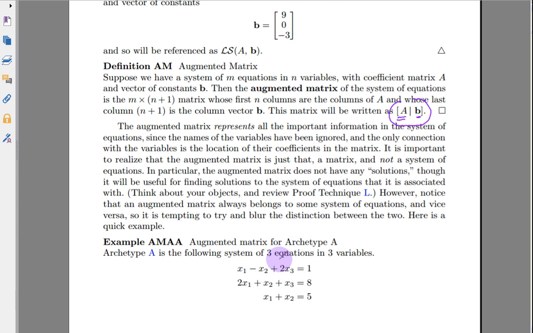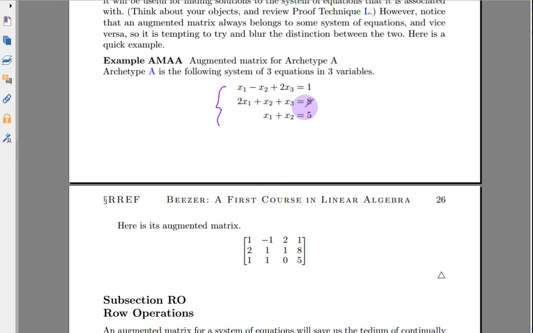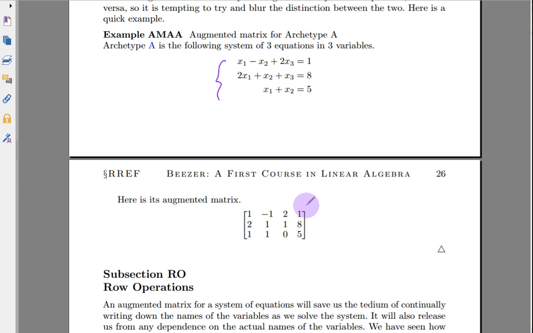All right. So here's one example. If I have this system of equations, then the coefficient part is the part on the left here, and the constant vector is the part on the right here. You can see that this corresponds to this part, this corresponds to this part. Now, sometimes we draw a line here, sometimes we don't, but you should understand that in an augmented matrix, the last column corresponds to the vector of constants. Okay, that's it for this subsection.